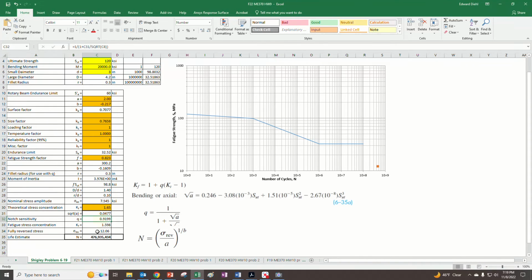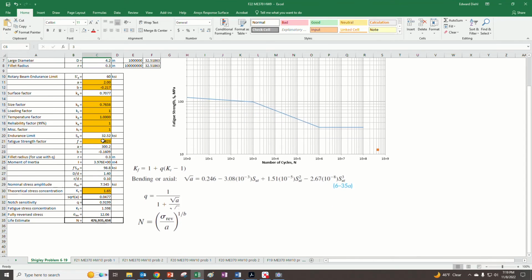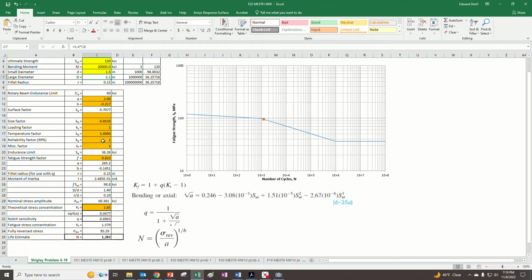You can see it's way larger than 1 million. And I even have it plotted out here. That's because it's underneath the endurance strength. The usefulness of this is that we could now change this diameter, right? So we could say, well, what happens if it's 1.5? Boom, you can see how much it went to almost low cycle fatigue.